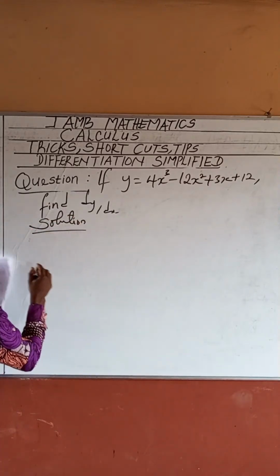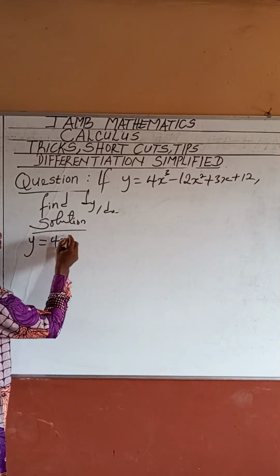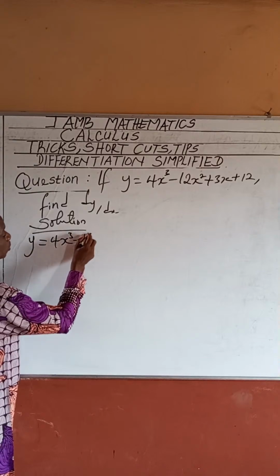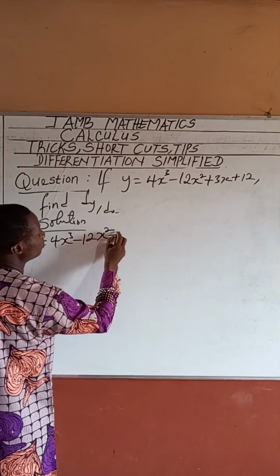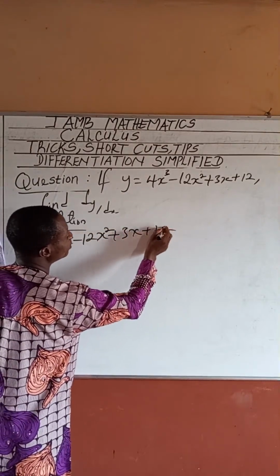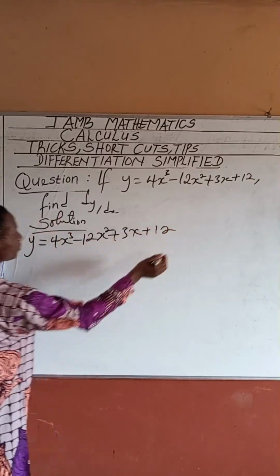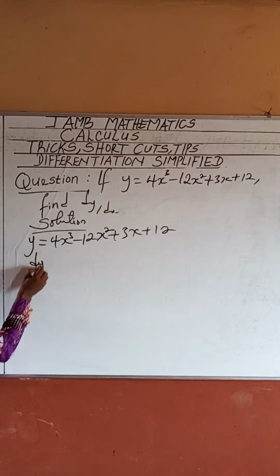We are already given our y to be 4x raised to power 3 minus 12x squared plus 3x, then plus 12. So we are to find dy/dx. Look at it here. What is dy/dx?